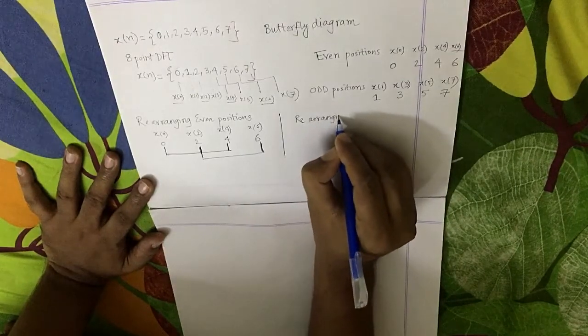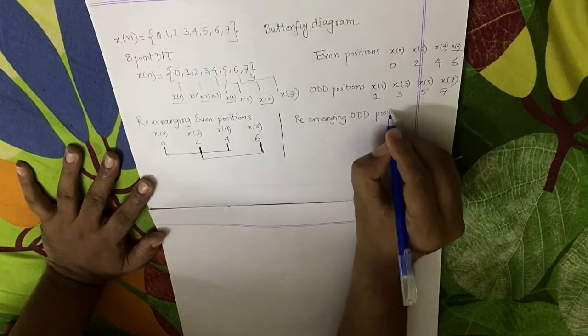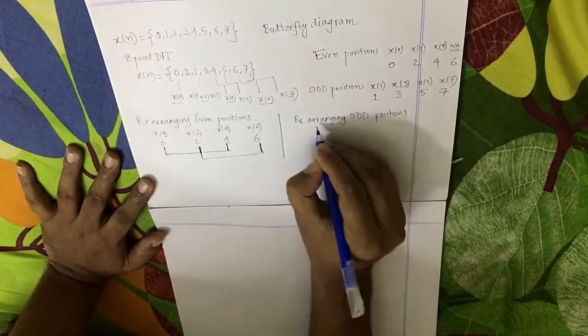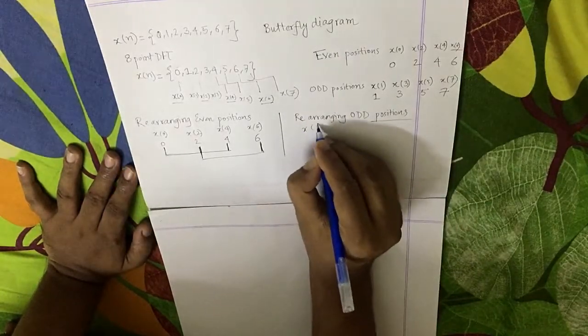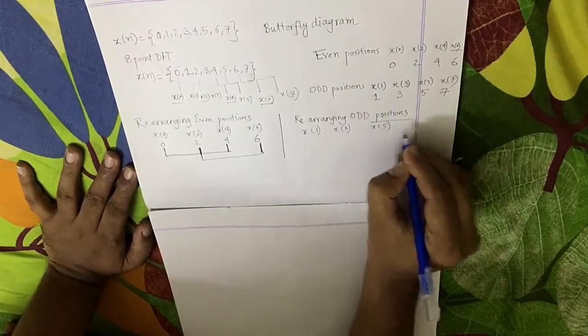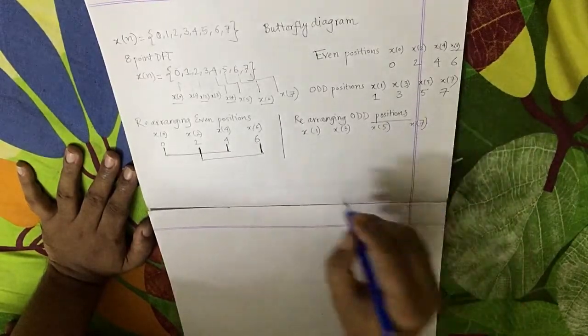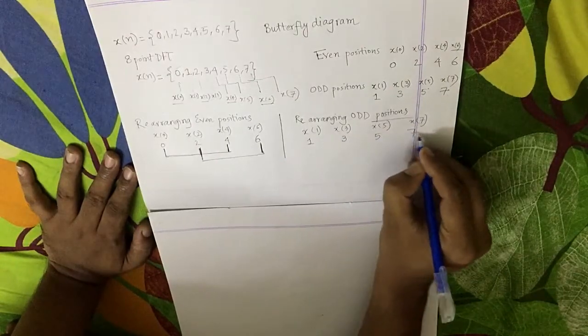So rearranging odd positions. Fine. So we have x of 1, x of 3, x of 5 and x of 7. So these are the values we have: 1, 3, 5 and 7.